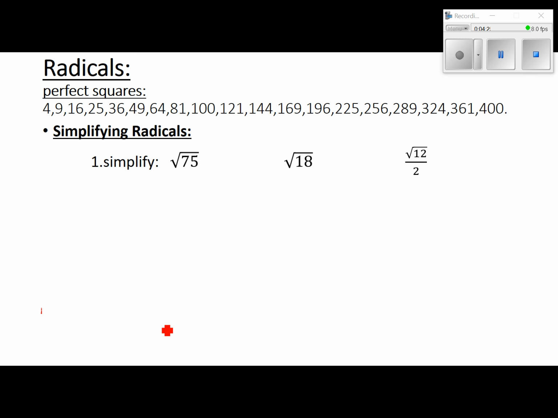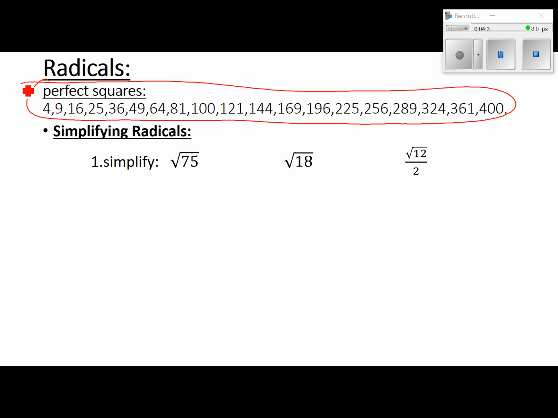So if we're simplifying this, first thing, these are perfect square numbers. All that means is that each one of them, if we took the square root of them, so if I took the square root of 64, it's going to come out exactly 8. It's going to come out even. There is no radical there. We've got to know these perfect square numbers, and we've got to be able to use them.